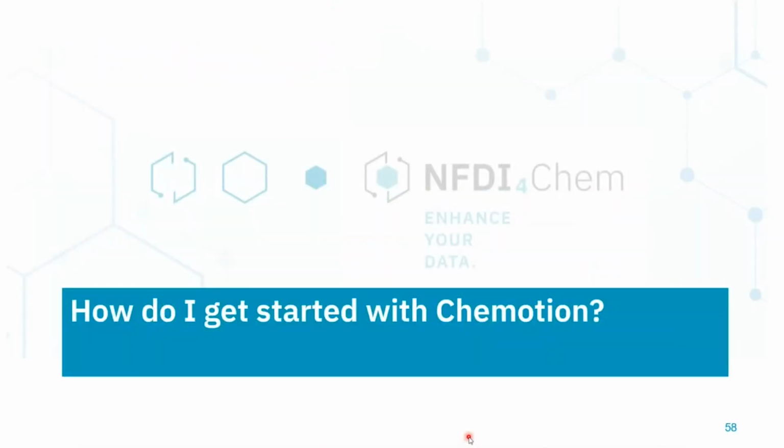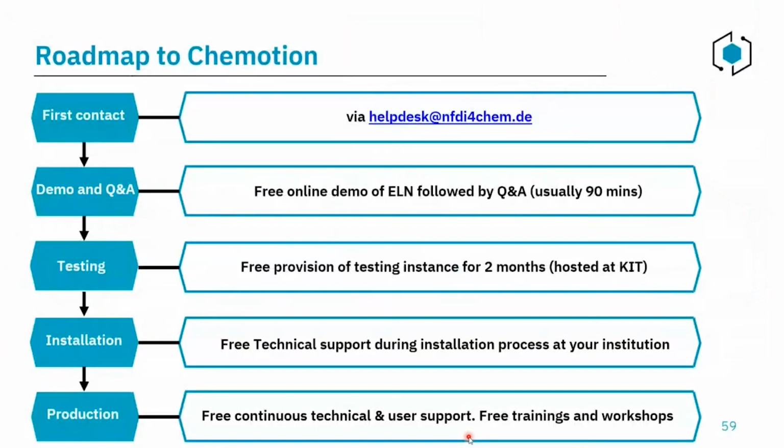Okay, so how do you actually get started with Chemotion? The first point of contact would be our help desk. Then usually what we do is a free online demo of the ELN, a bit longer than what I've just done now with screen sharing. Then we'd have some Q&A, usually about 90 minutes.